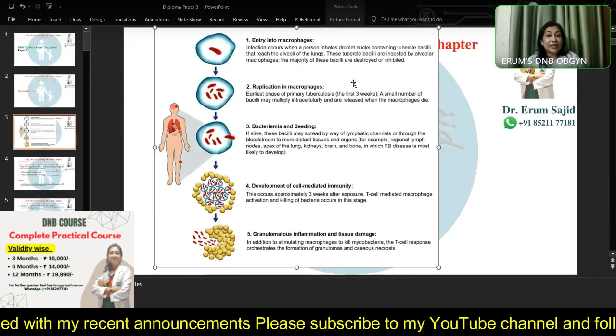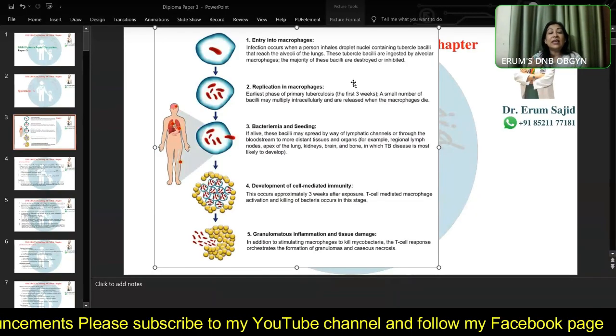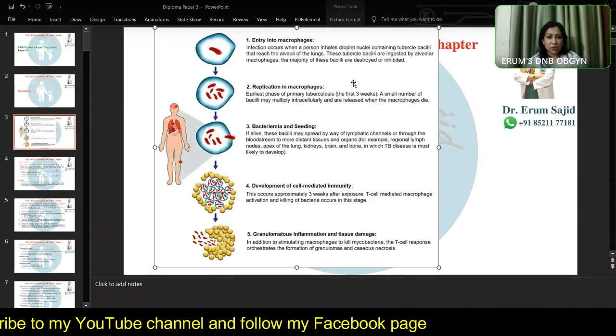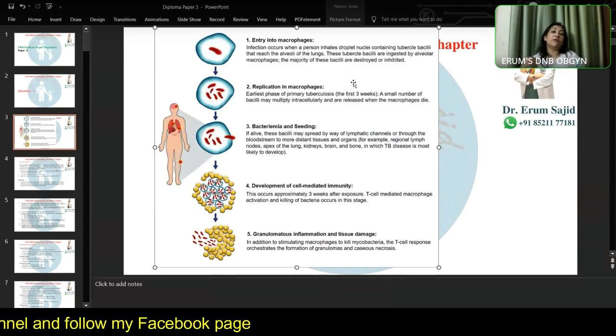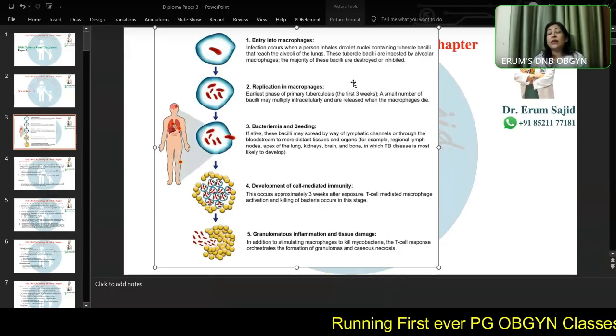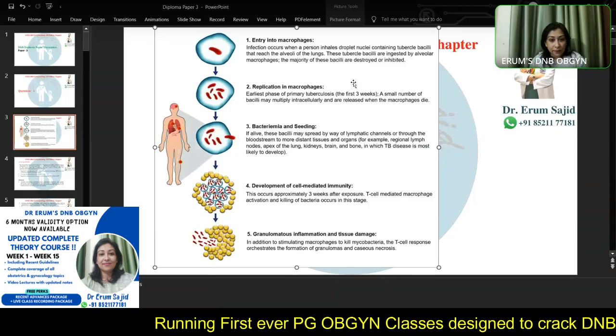So the infection occurs when a person inhales the droplet nuclei, and they reach the alveoli of the lung. Then these tubercle bacilli are ingested by the alveolar macrophages, which is very much expected. Whenever a new infection gets inside the body, the defense mechanism starts to ingest it, which is the local macrophages. In the earliest phase of primary tuberculosis, in the first 3 weeks, a small number of bacilli might start multiplying intracellularly, and they are released when the macrophages die. Correct? So they're not totally killed by the macrophages. They undergo a little dormant stage, and then they start multiplying again.